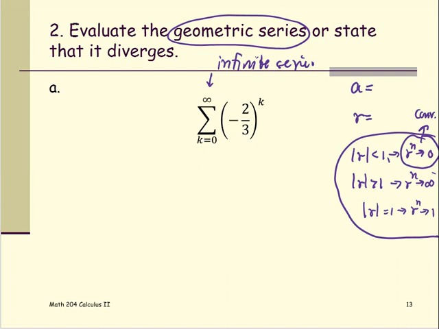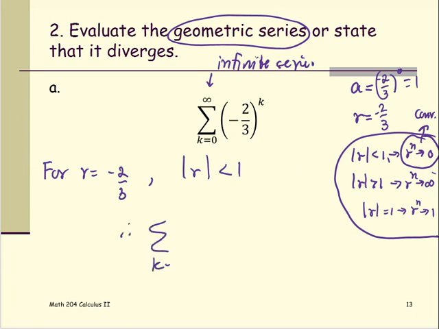So from our case, the a, which is the first term, or when k is 0, is negative 2 over 3 to the power 0, or 1, and r is the number that is raised to the power of k. In this case, r is negative 2 over 3. For r equals negative 2 over 3, we know that the absolute value of r is less than 1. So then the series k equals 0 to infinity of negative 2 over 3 to the power k can be derived as a divided by 1 minus r, since this is the convergence case.